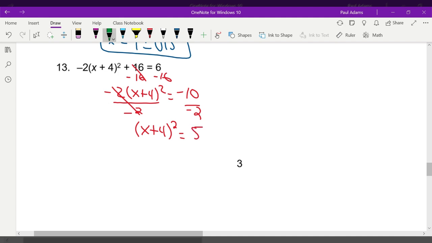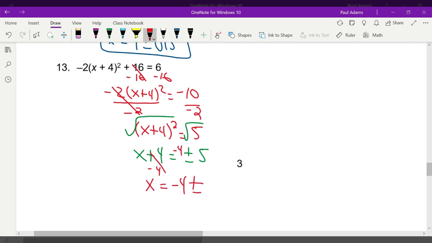Then, just like we did before, take the square root of both sides. You're going to get x plus 4 is equal to plus or minus the square root of 5. And then subtract 4. So x is going to be negative 4 plus or minus the square root of 5. So hold on, this should have been a square root right there. Okay. So that is our answer for number 13.